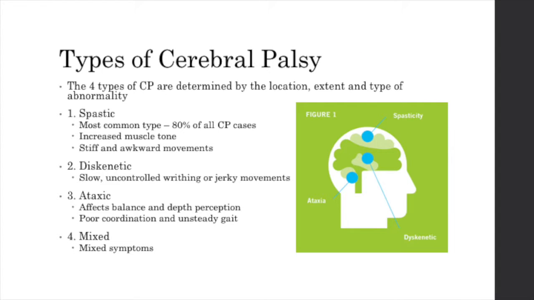There are several different types of CP. The different types of CP are determined by location and extent and type of abnormality. Spastic is the most common type of CP. The other types include dyskinetic, ataxic, and a mixture.